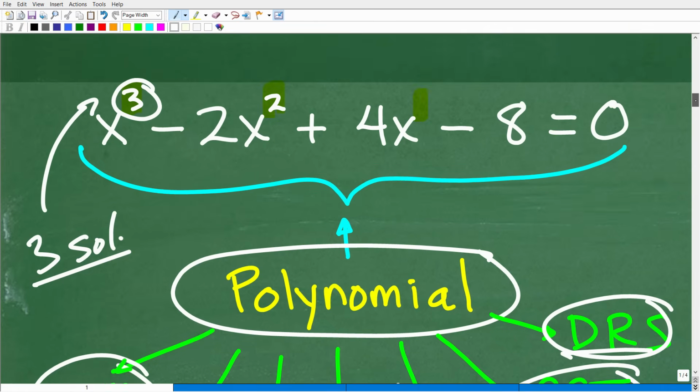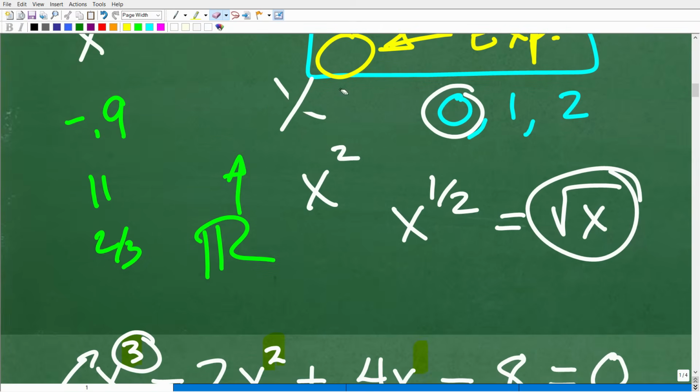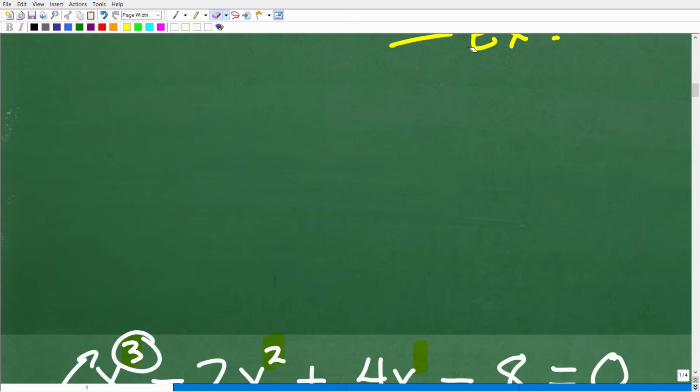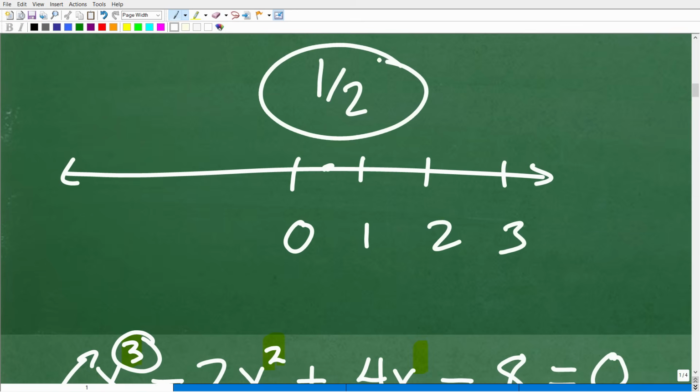All right, now a rational root. Let me go back over here because I really want you to understand this concept. We have to go back to what is a rational number. On a real number line, here's 0, here's 1, here's 2, here's 3, and any number that is like 1/2, any number that we can express as a fraction of integers, is a rational number.